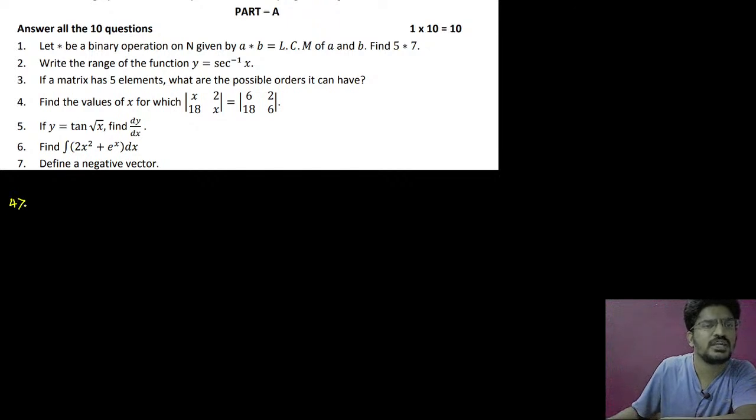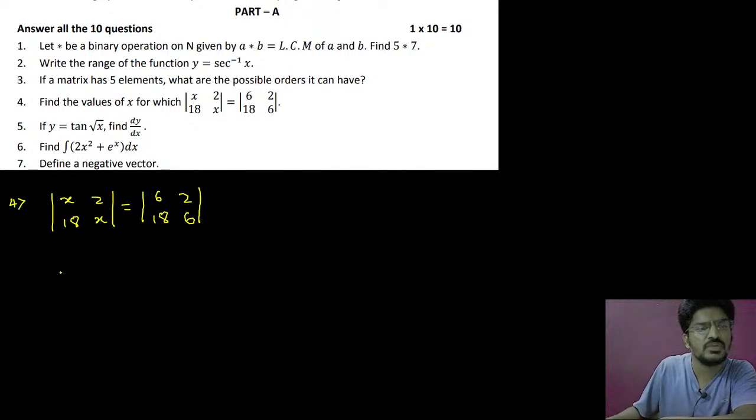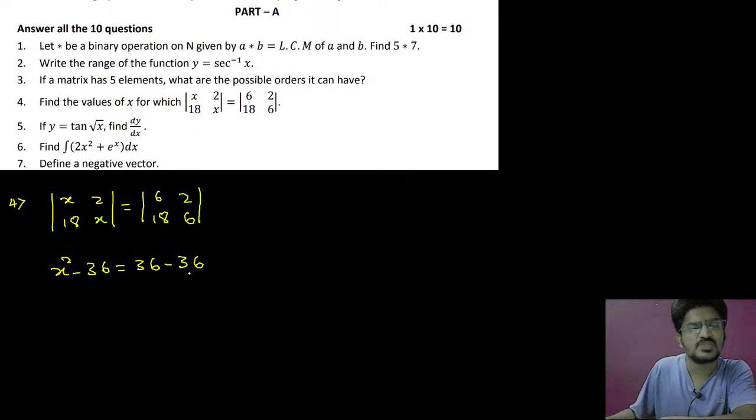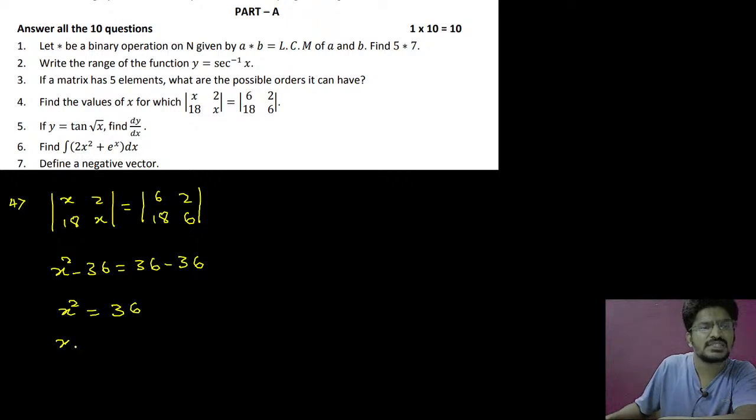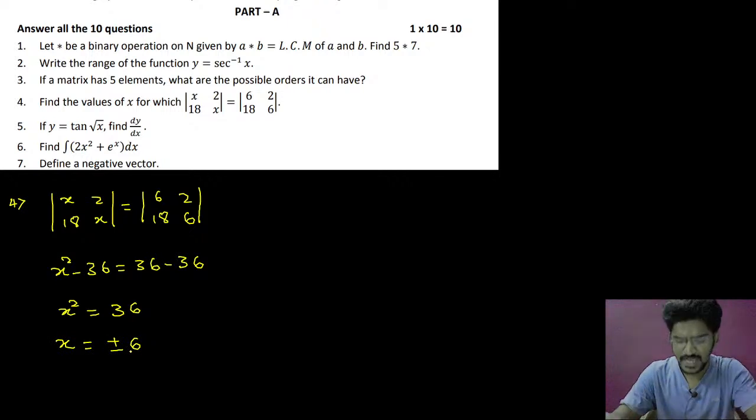See the fourth problem, that is, find the value of x if the determinant x 18, x equals the determinant 6 18, 6. Okay, so both sides you have determinants. x into x will be x square minus 18 into 2 will be 36. So 6 into 6 will be 36, 18 into 2 will be 36. Clear? So 36 minus 36 is 0. Therefore x square is going to be equal to 36. x is going to be equal to plus or minus 6.